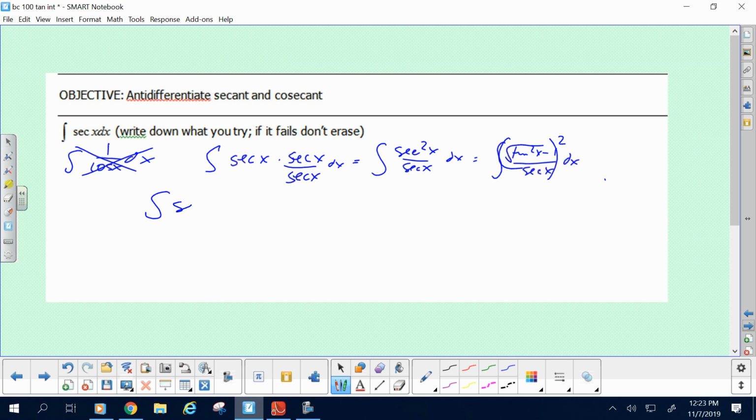Okay, so what about multiplying both by tangent? That's something. Can I multiply top and bottom by tangent? Sure. Okay, so that's a decent idea because that's the derivative of secant. But does this now become u-sub, or is it still no? No. Yeah, so that's a no.